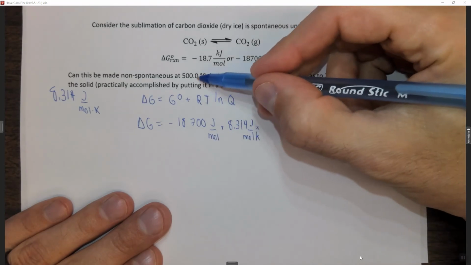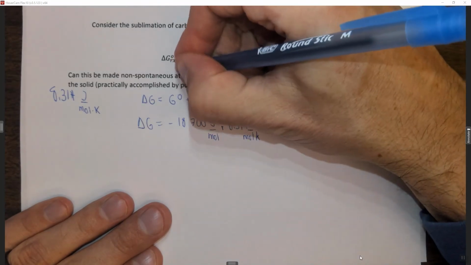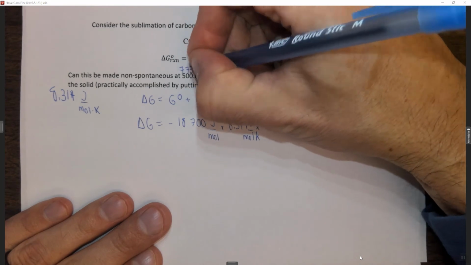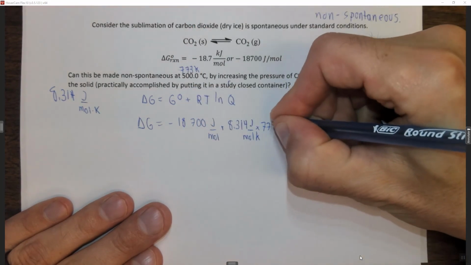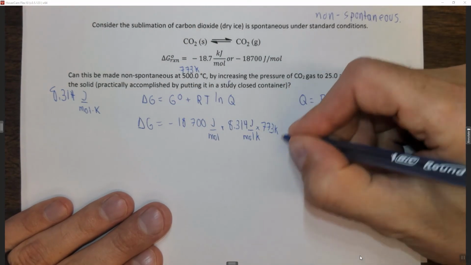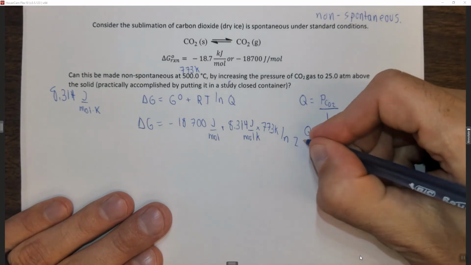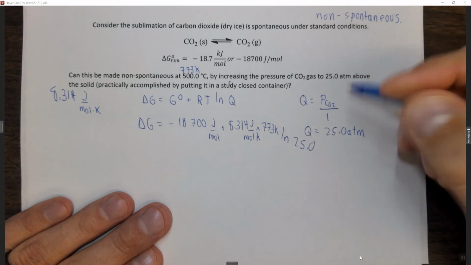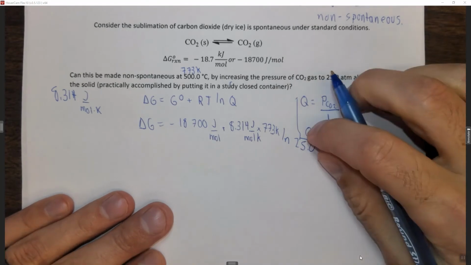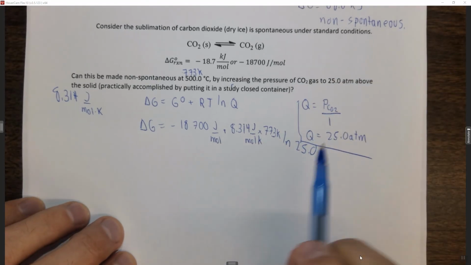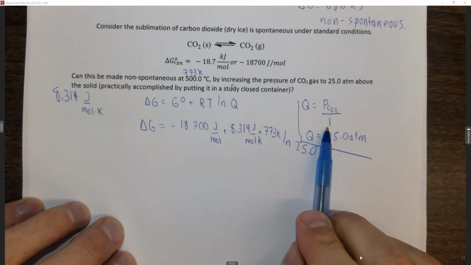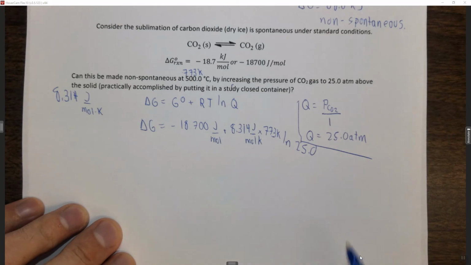We can't plug in 500 degrees C. We have to add 273 to that, so 773 K, 773 K times the ln of the Q, but in this case the Q is just 25.0. Sorry about that, I ran out of space. So the ln of Q is 25 because again it's only products, there's no reactant. Now I have to do the math.